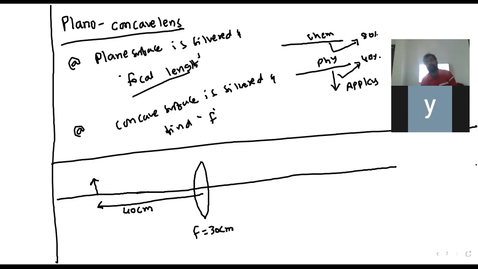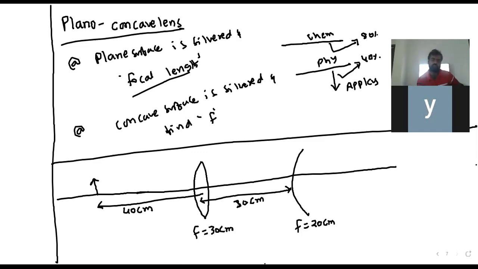Okay, fine. Now here I am having a concave mirror. This focal length is 20 centimeter. At what distance will the final image be formed? Let us consider this distance between lens and mirror, it is 30 centimeter.